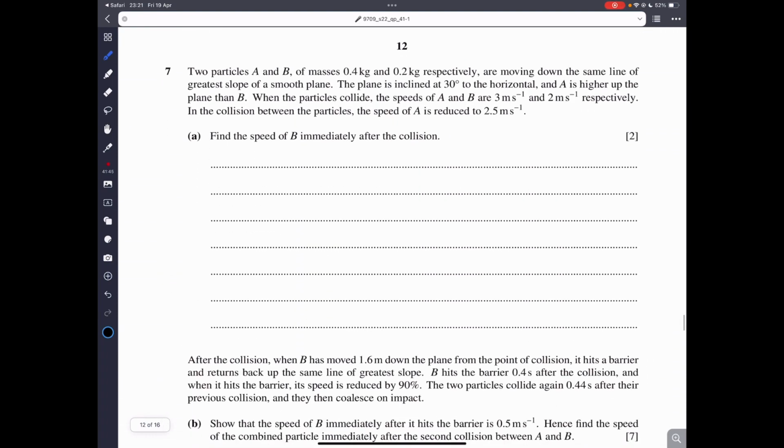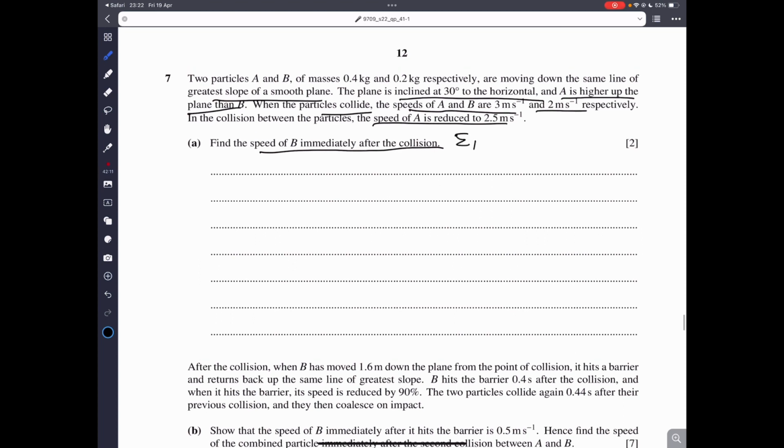Okay, the last question is a momentum question. Two particles A and B, with masses given, moving down an inclined smooth plane, inclined 30 degrees to the horizontal. A is higher up the plane than B. When the particles collide, the speed of A is given. So, using the principle of momentum: the summation of momentum before has to be equal to the summation of momentum after the collision. That's the principle of momentum.